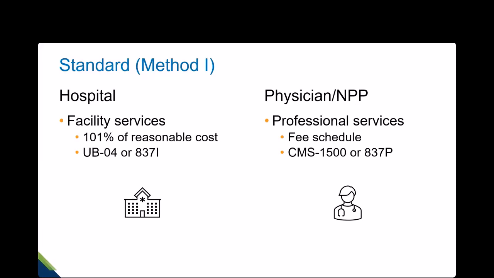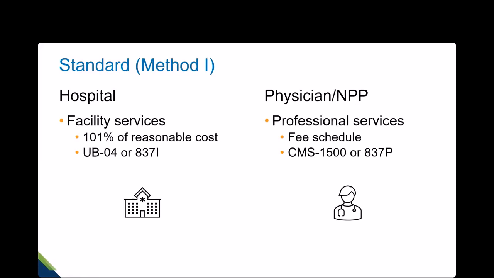Under Method 1, the critical access hospital is not paid for any costs of physicians or other professional services. So in this case, the physician or the non-physician practitioner sends a separate claim to Medicare on a CMS 1500 claim form or its electronic equivalent, which in this case is the 837P, P for professional. And these are paid under the Medicare physician fee schedule.